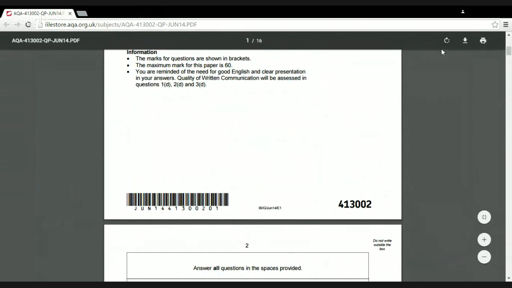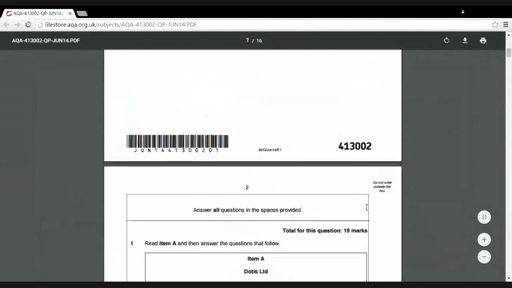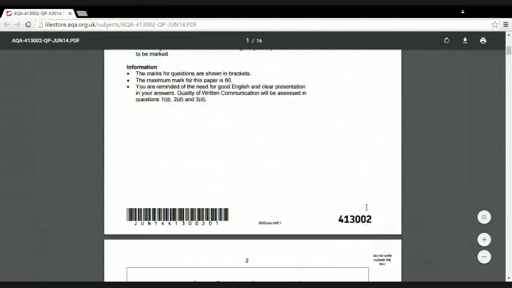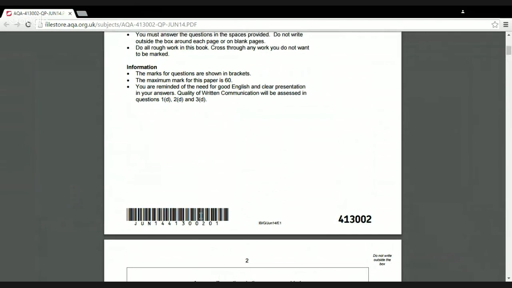So we're going to start off with the paper. We're going to be looking at the 2014 Unit 2 AQA GCSE paper. Feel free to load that up yourself as well if you want to go through it while we go through it, or if you feel more comfortable just going through it yourself, then that's fine as well. All right.